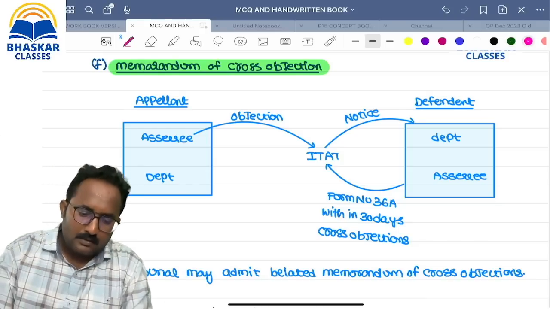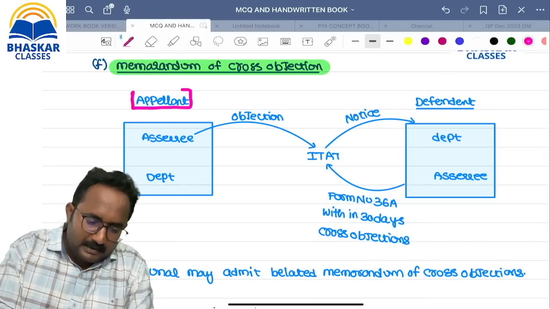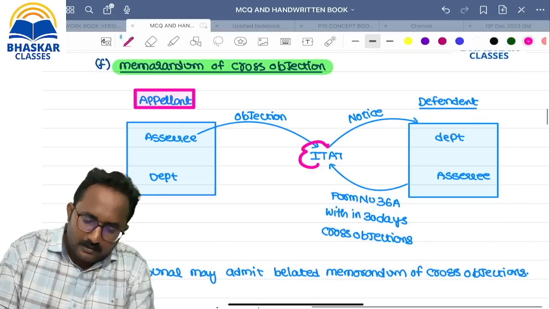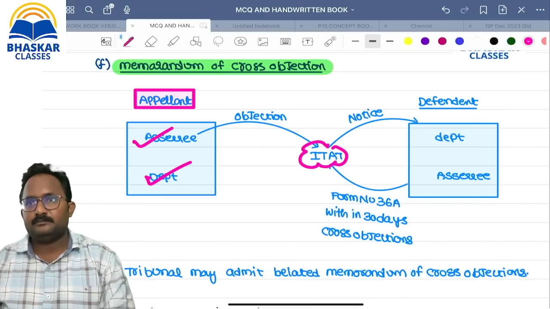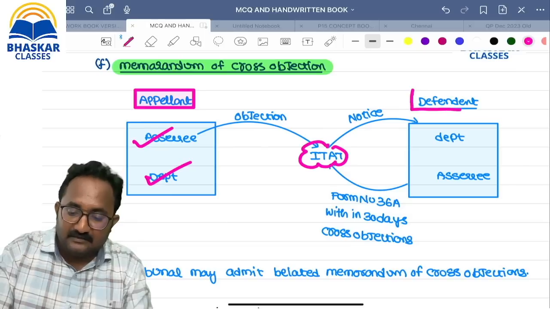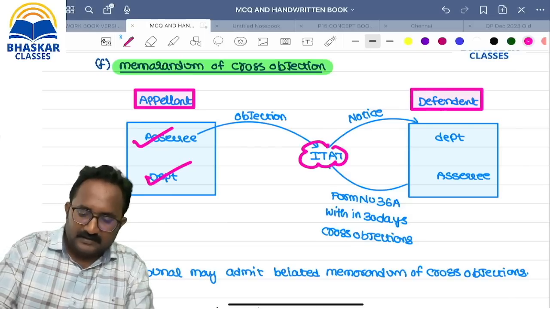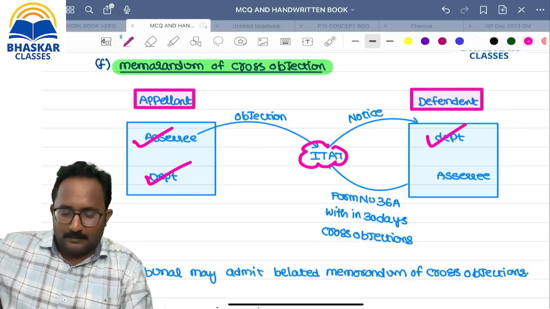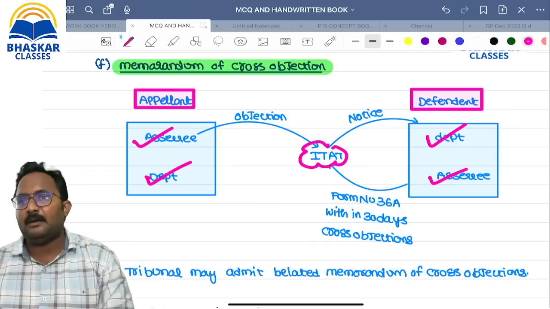In front of the ITAT, who can become an applicant? Either the assessee or the department. If the assessee is the applicant, who is the defendant? Department. If the department is the applicant, who is the defendant? Assessee.